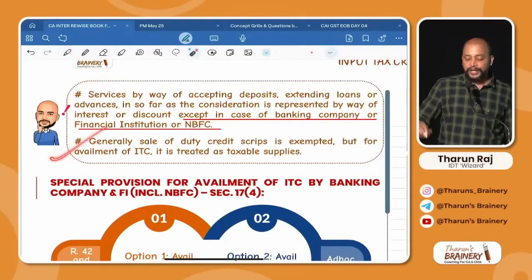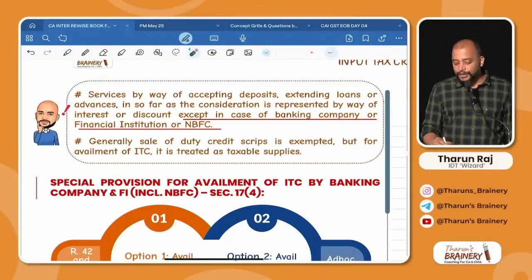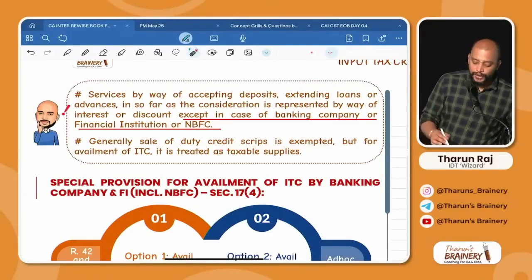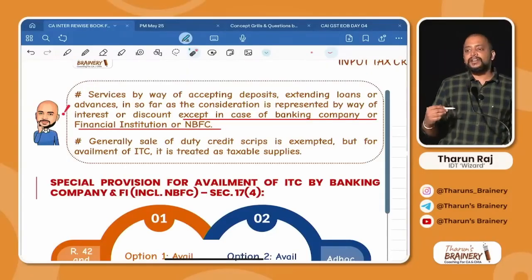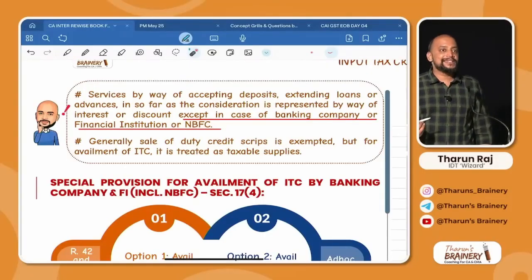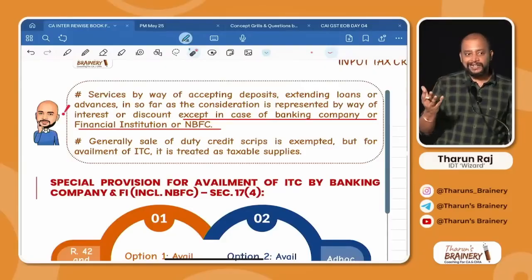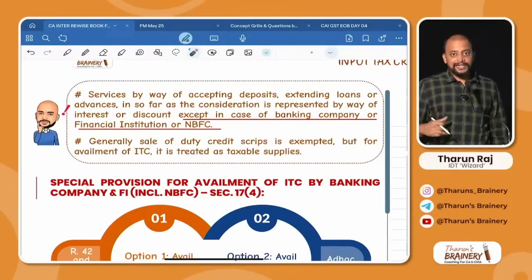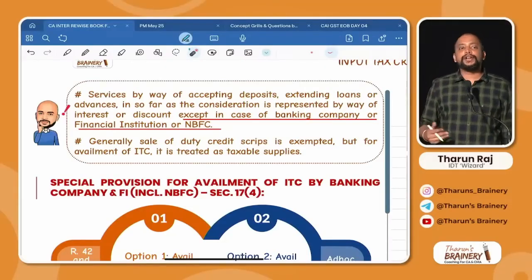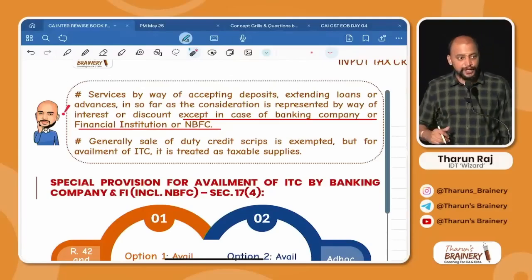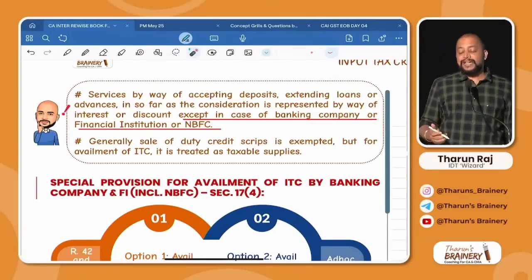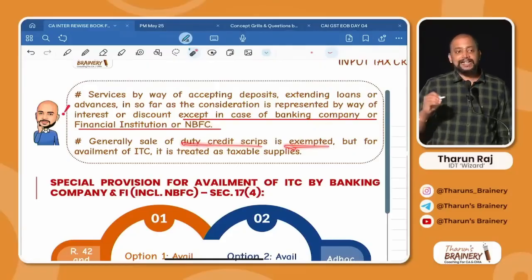Then second point, generally sale of duty credit scrips is exempted. What is this duty credit scrip? Duty credit scrips are given under foreign trade policy, and these are like vouchers, coupons, etc. Government will be giving this to exporters. What can they do with that? They can either use it for payment of customs duty or they can sell it to others. When they are selling it to others, basically it is exempted.